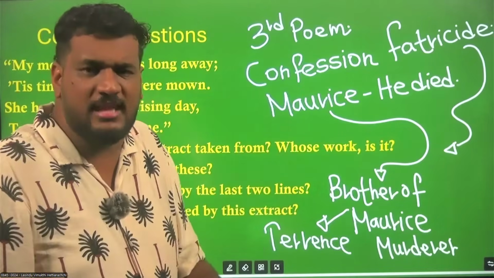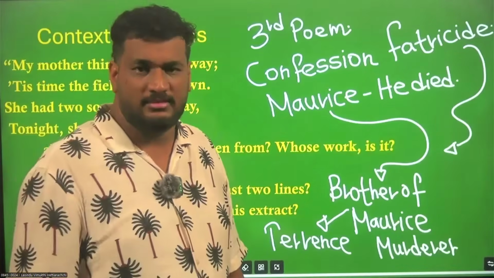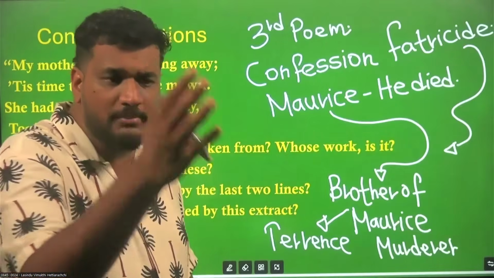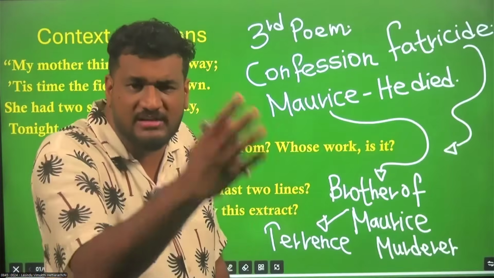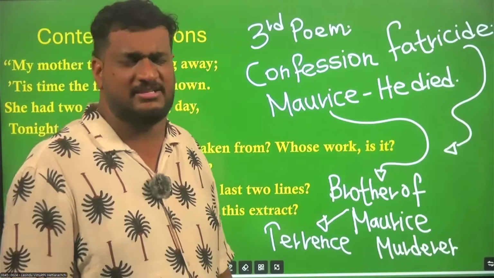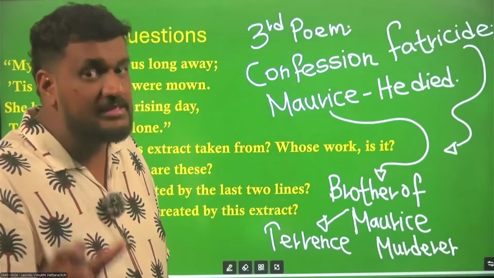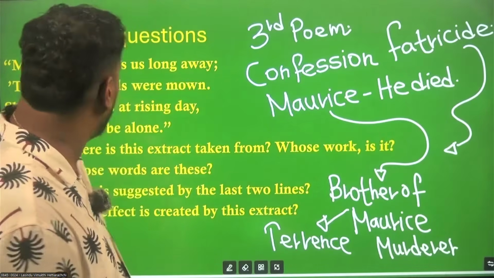But now what has happened? My hands are full of blood. That clearly shows us how he has transformed from a farmer to murderer. Can you understand how he has transformed from a farmer to murderer? You can very easily understand my explanation. So when you go through an extract, don't panic. Read it several times and try to understand what is the idea given, right?